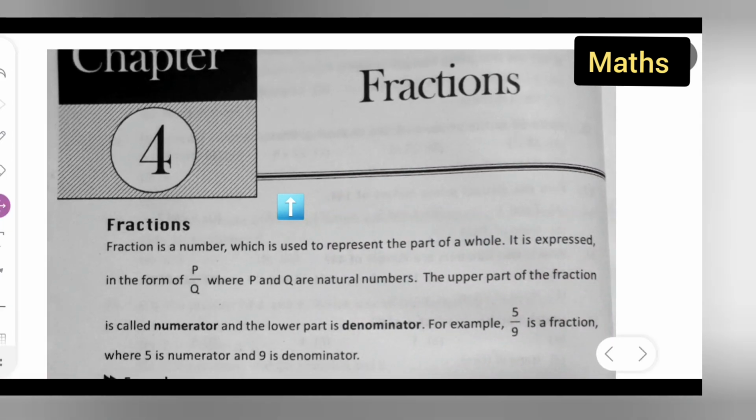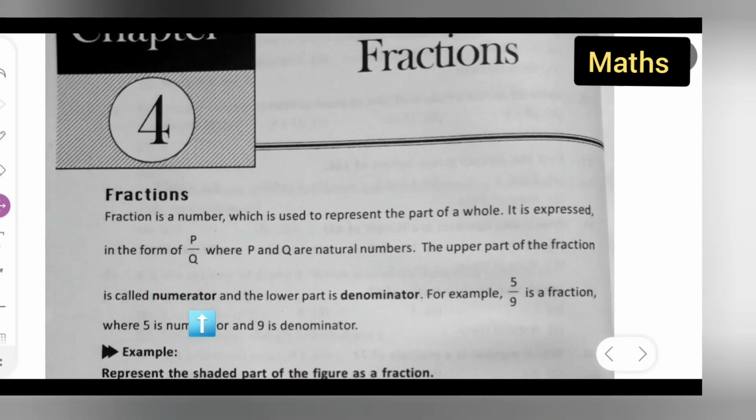Okay, so let us start with the introduction part about fractions. Let us see what fractions are. A fraction is a number which is used to represent a part of a whole. It is expressed in the form of P by Q, where P and Q are natural numbers. The upper part of the fraction is called the numerator and the lower part is the denominator. For example, 5 upon 9 is a fraction where 5 is the numerator and 9 is the denominator.